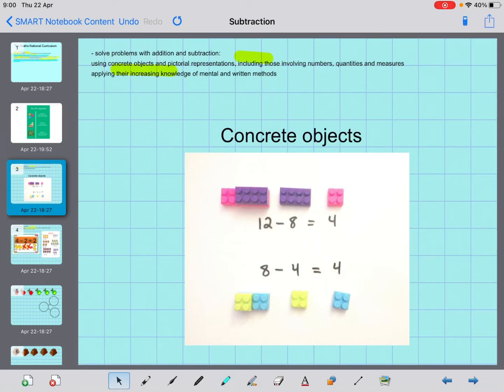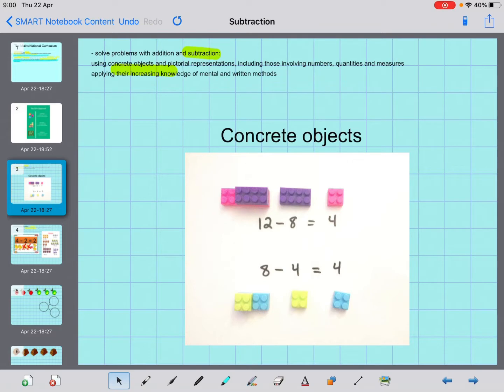Concrete objects then with subtraction, you can see in the picture here that there are pieces of Lego that are being taken away to show number sentences. So these are physically being moved around. We can do this with Lego, cubes. You could do this at home with pasta pieces. So you could get out 10 pasta pieces and take away 5.